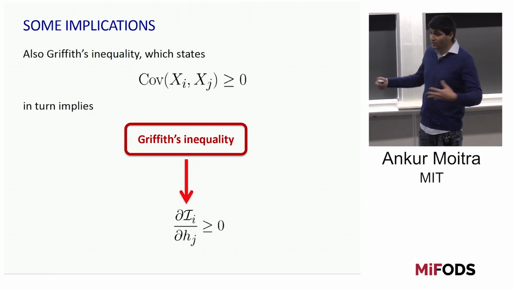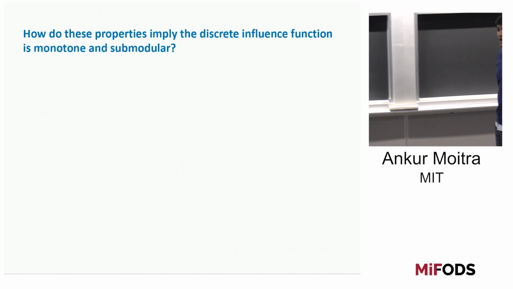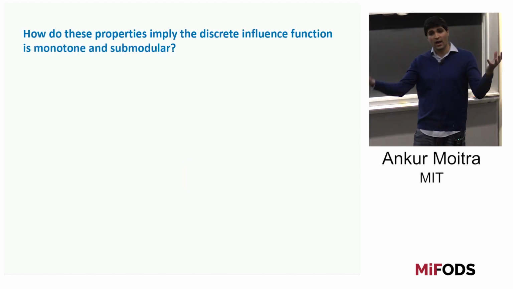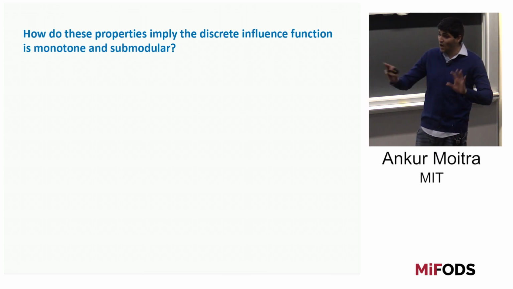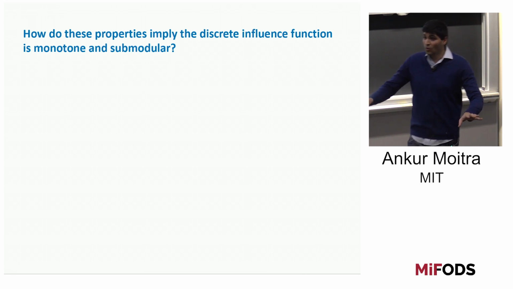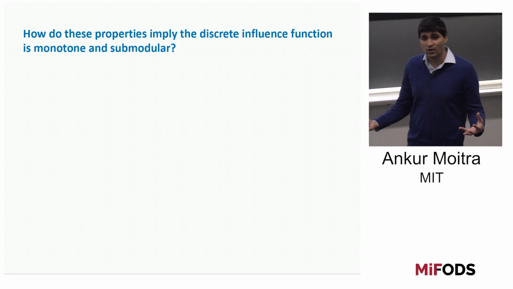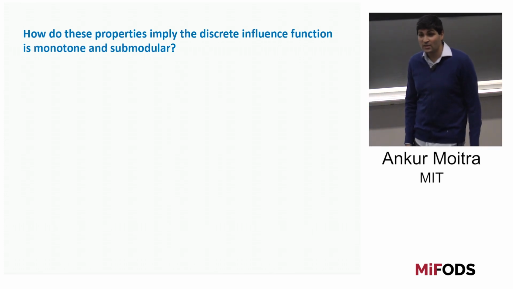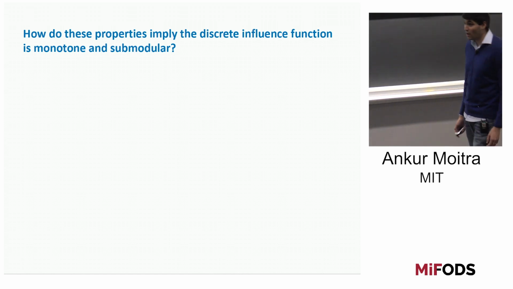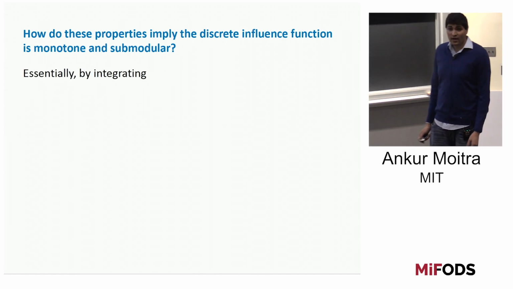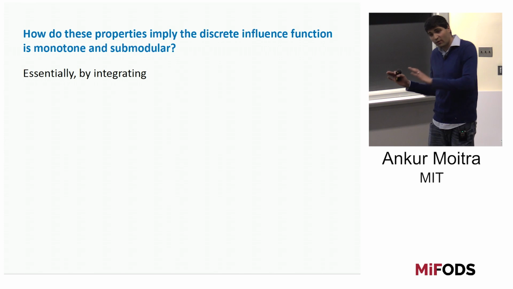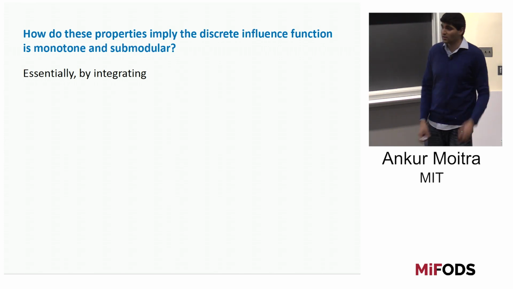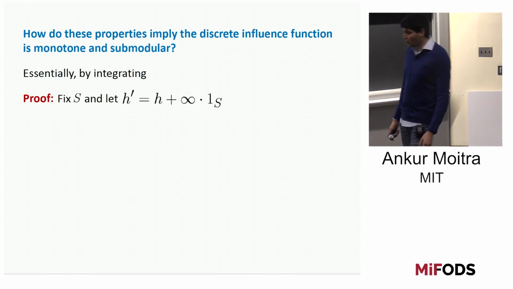So now with these things that we can assemble out of mathematical physics, the GHS inequality and Griffith's inequality, which tell us things about the partial derivatives of the smooth influence function, which is really the multilinear extension, we can get back submodularity out of it. So how do these properties imply submodularity, the thing that we cared about to begin with? Well, the answer is essentially by integrating. Here we're going from the multilinear extension back to the submodular function. So the proof is pretty simple.